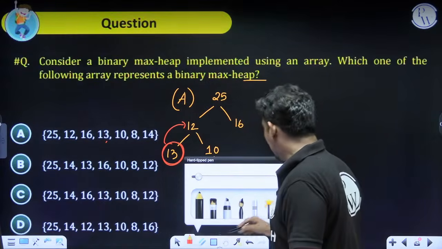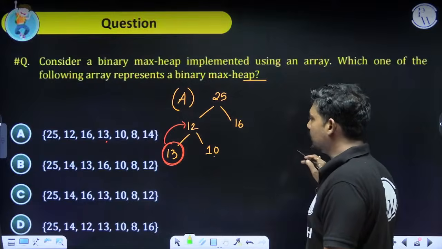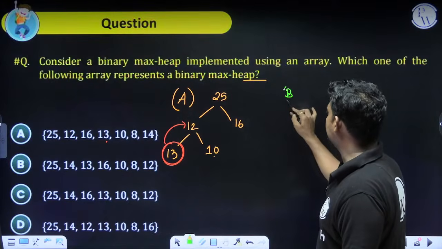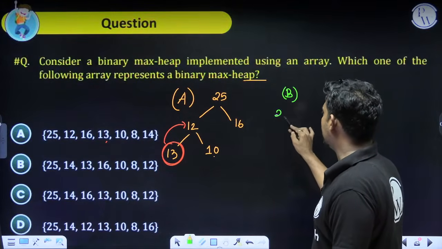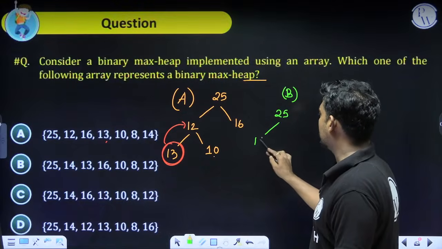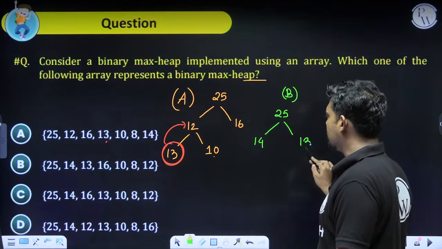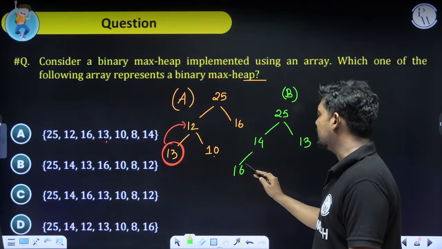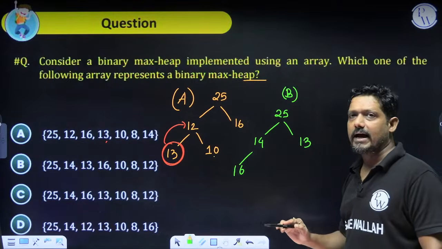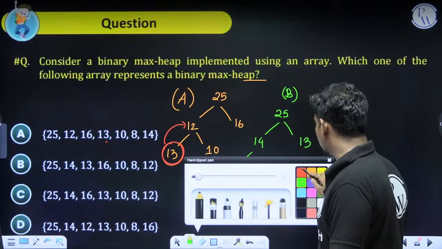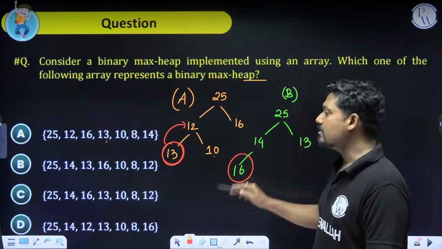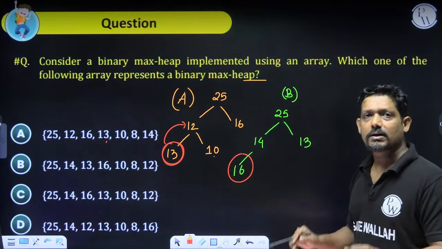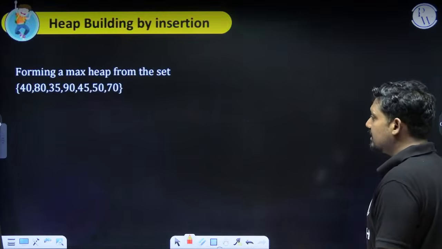Why, sir? It's a max heap. It is not possible. 25, 14, fine, max heap, 13. 16: how can 14 have 16 as a child? It's a max heap. It is not possible.